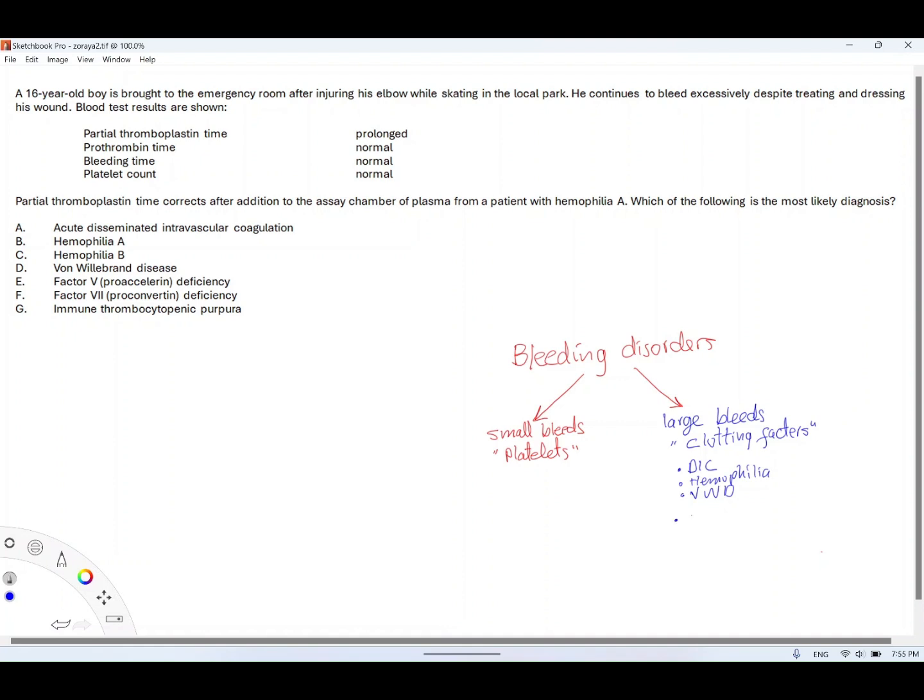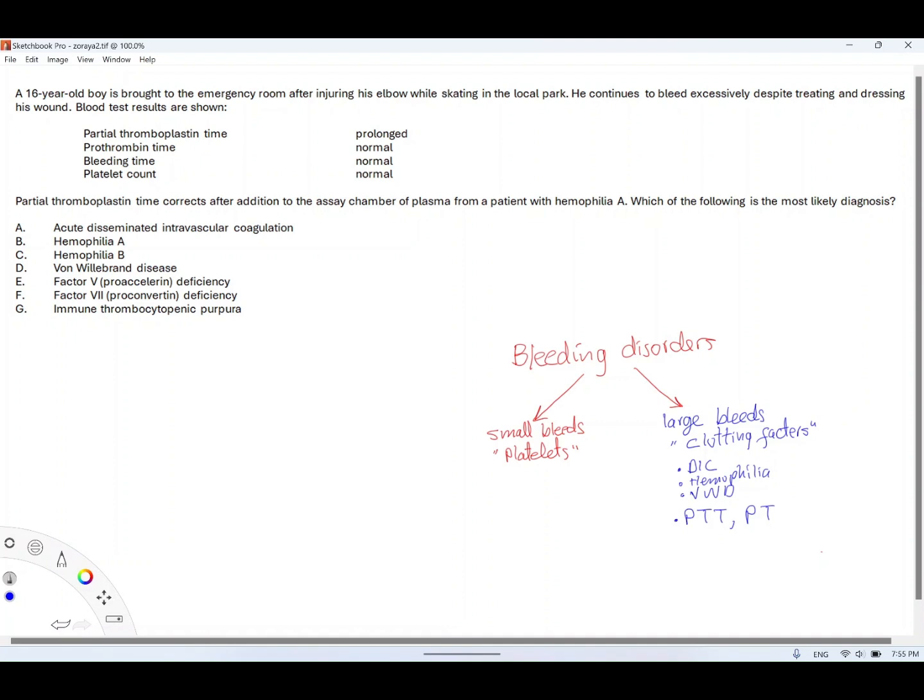Okay, so a measure of clotting factor defect is called PTT, partial thromboplastin time. It could be normal or abnormal. PT, at least one of them should be normal, because PT represents extrinsic pathway defect and PTT represents intrinsic pathway defect.